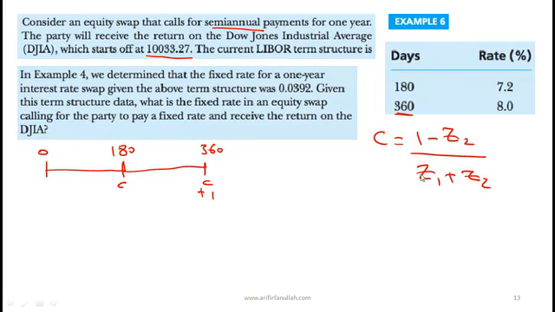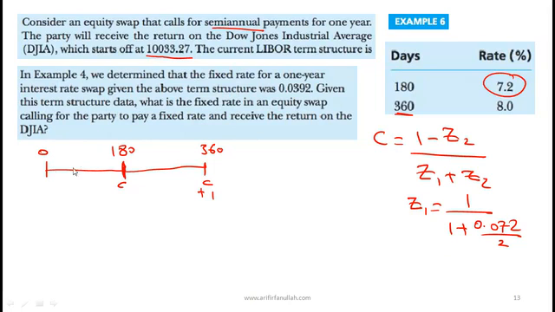So I'll do this very quickly. Z1 is the present value factor for the first payment. Z2 is the present value factor for the second payment. So how do we come up with Z1? Given that this is your 180-day period and the rate is 7.2, Z1 is simply 1 over 1 plus 0.072 over 2.